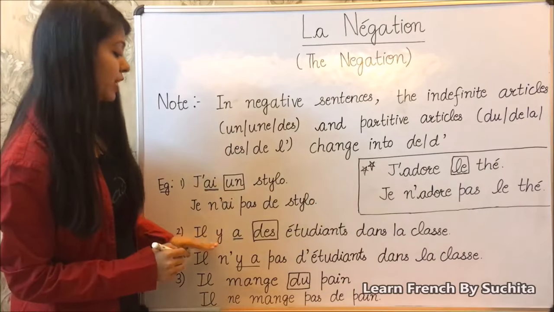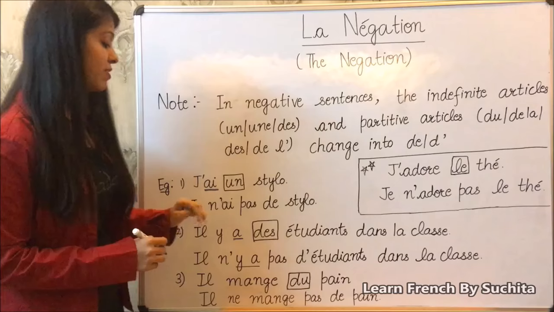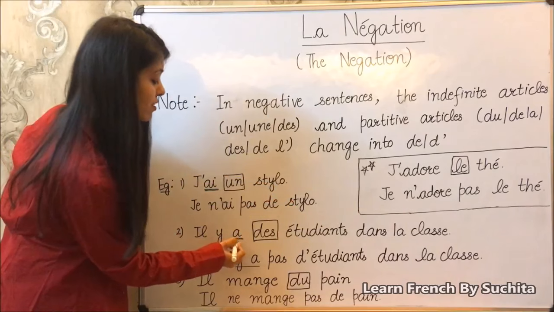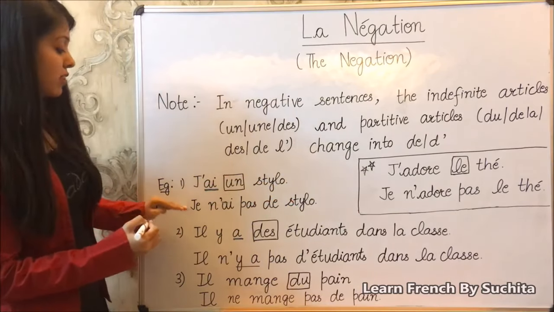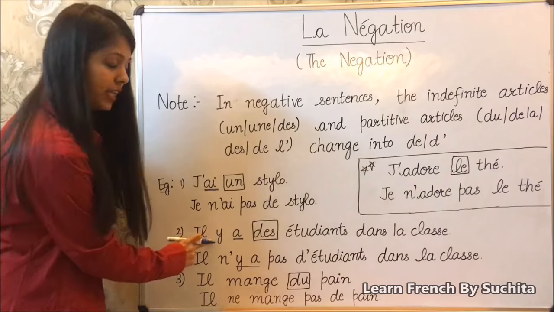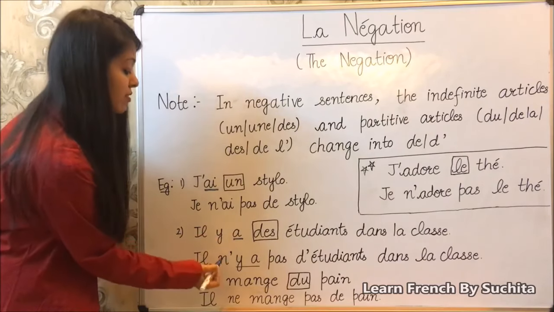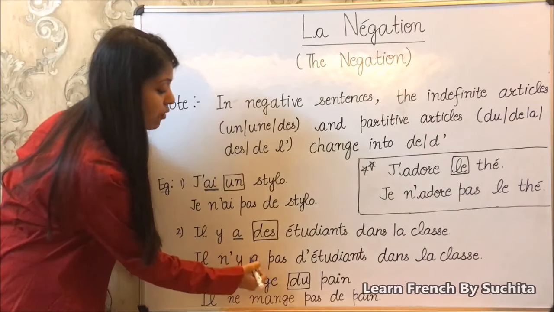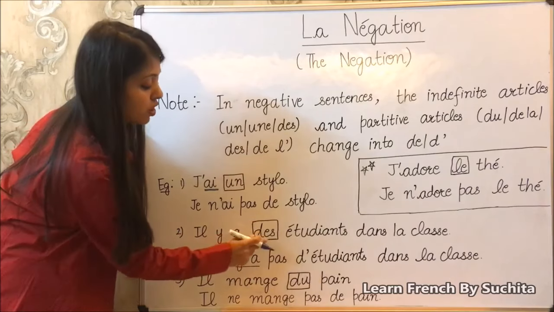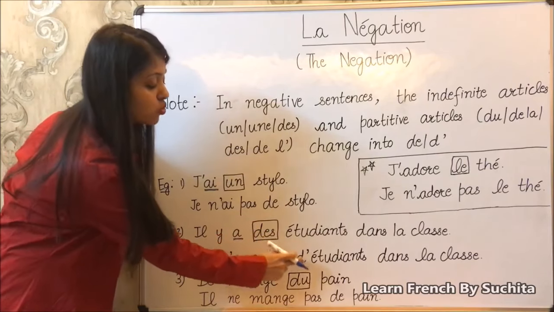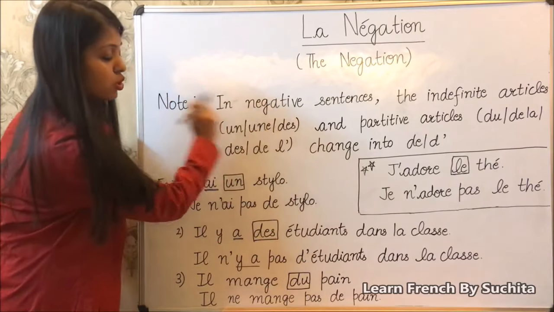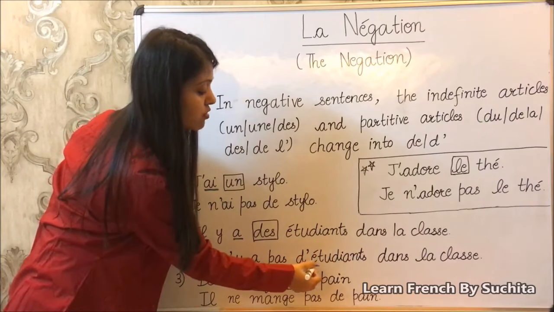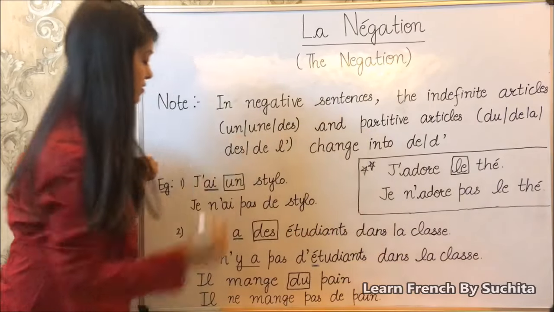Now, the second example, il y a des étudiants dans la classe, which means there are some students in the class. So, although this is the verb in the sentence, but it happens in this case that from il y a, it changes into il n'y a pas. That means ne is applied before y, that is why, and pas is applied after a. So, it becomes il n'y a pas. Now, this is indefinite article which changes into d apostrophe due to this rule. So, il n'y a pas d'étudiants, because here we have a vowel. So, d apostrophe dans la classe.